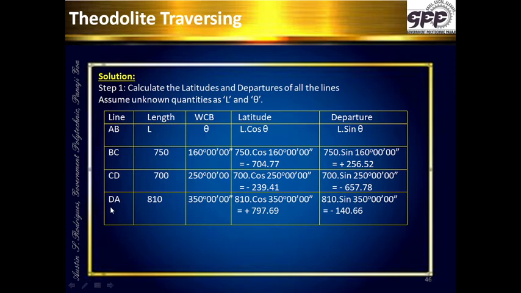Coming to the line DA, the length is 810. The angle WCB, the whole circle bearing, is 350 degrees. The latitude is L cos theta. Latitude is length into cos theta. Length is 810 into cos of 350 degrees.